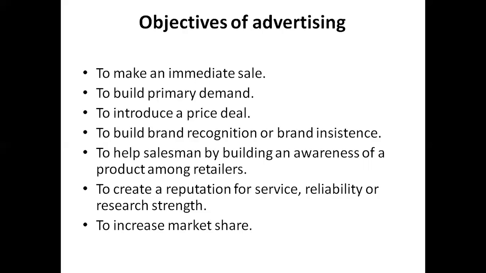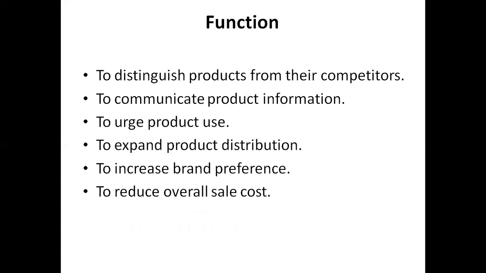So these all are the objectives for which different marketers or different brands give their advertisements. Now, what are the functions? Almost the same, whatever the objectives were, functions are almost related to them. So if we are giving advertisements, we are trying to distinguish our product from the competitor. We will tell the audience how our product is different from the competitors, and what additional benefits they will get which the competitors are not offering.